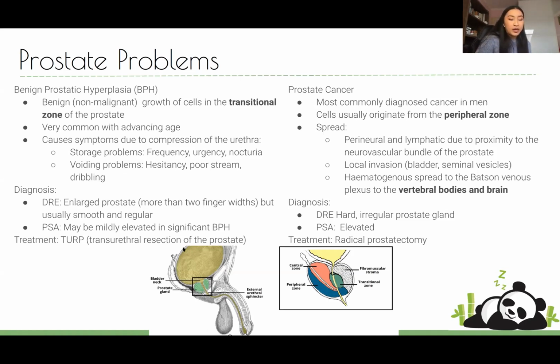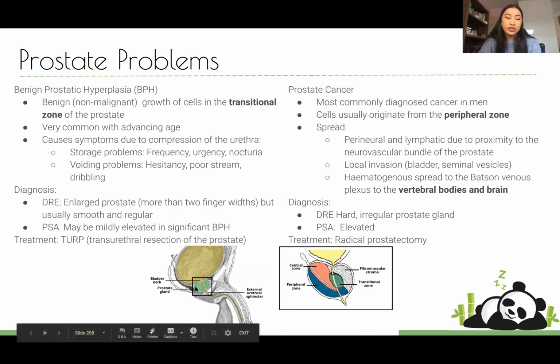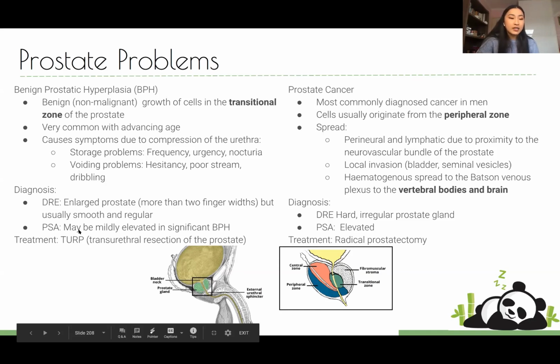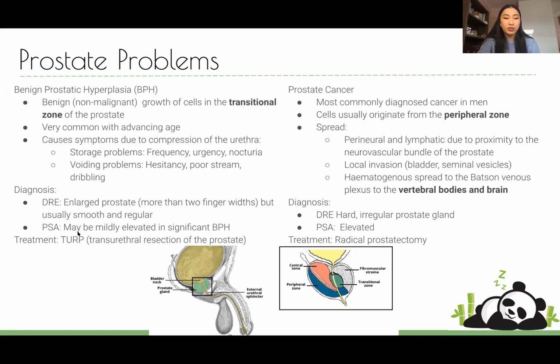It's diagnosed by a DRE, digital rectal exam, and it should be smooth and regular. That's the most important thing. It will be enlarged, but it should be smooth and regular. PSA, prostate-specific antigen, is something that we use to screen for prostate cancer, but just to note that it can be mildly elevated in significant BPH. This is like decreasing in yield.